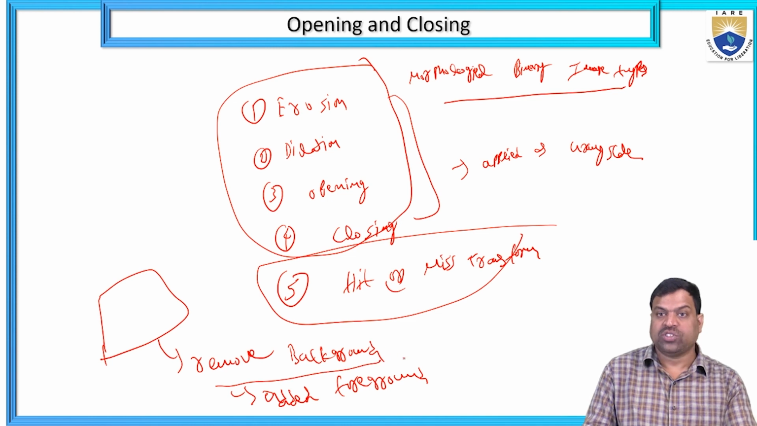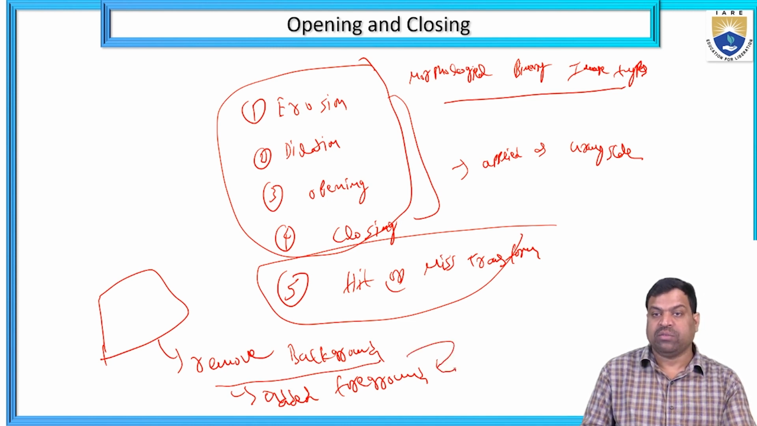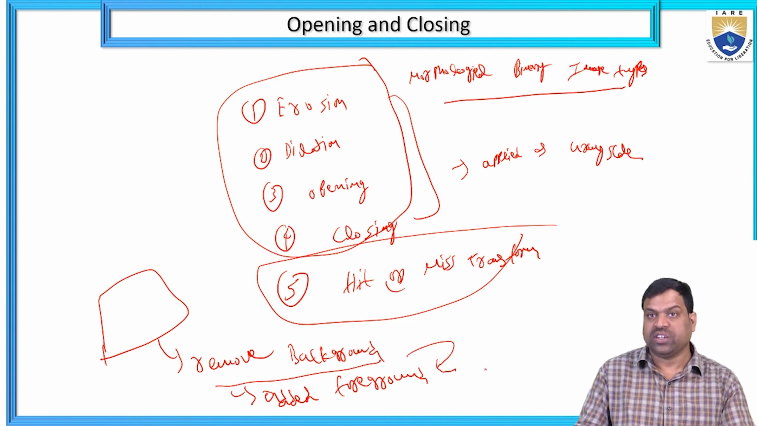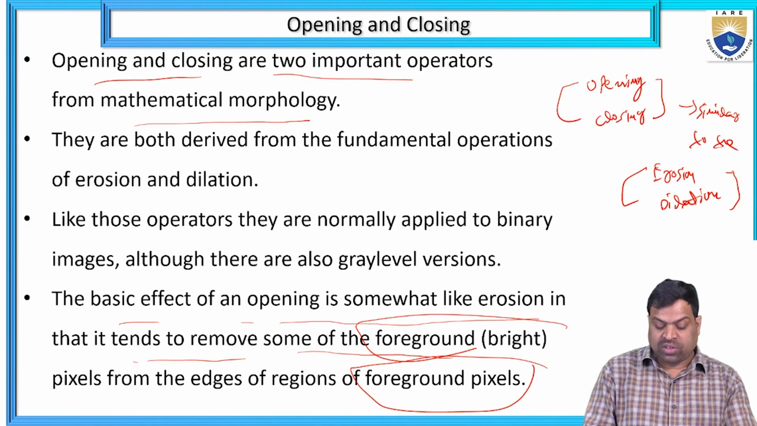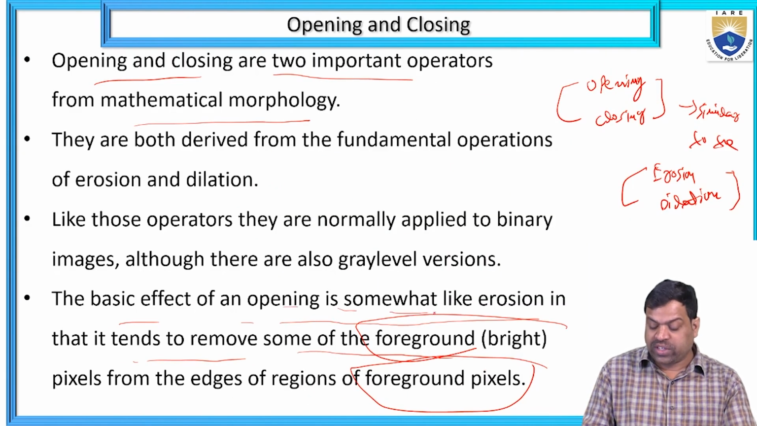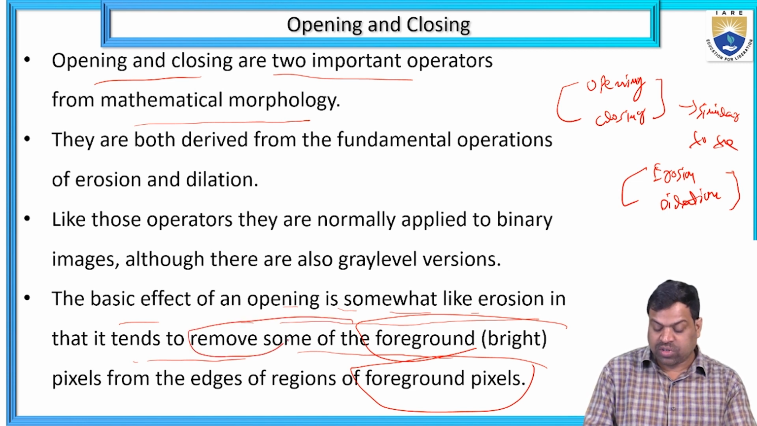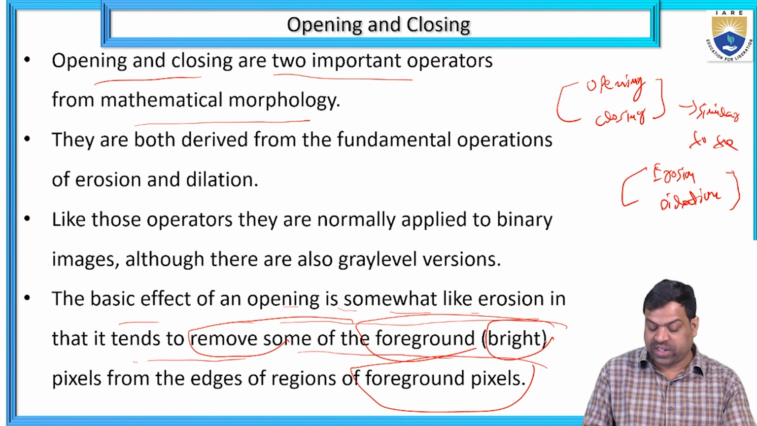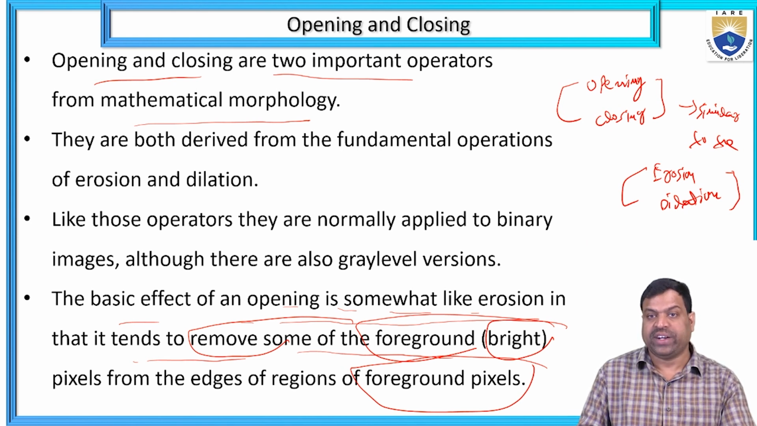So removed background is nothing but we have added foreground. That is the thing. So here also the basic effect of opening is somewhat like erosion in that it removes some of the foreground or brightness. Removing the brightness means we are adding the black. Removing the bright, meaning white is removed, means black is formed.